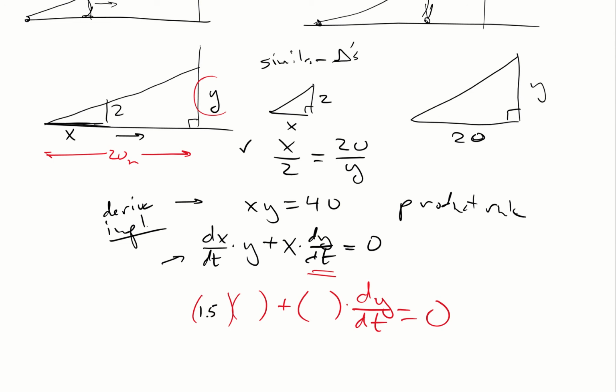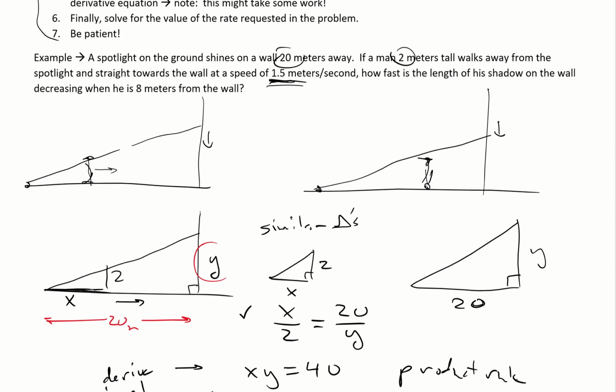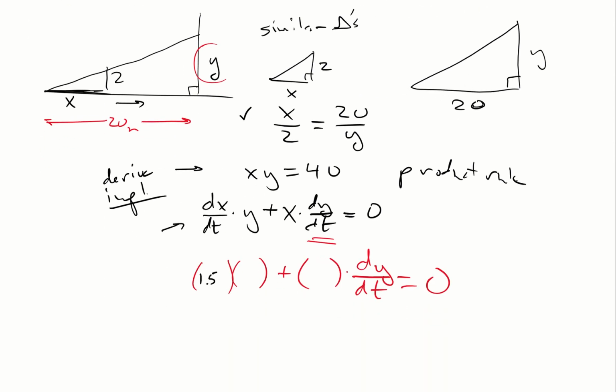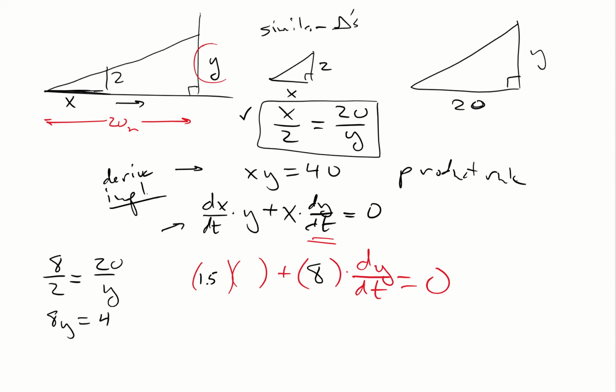Well, that's a good question. And for that matter, what is X? Well, X we know, come back up here, when he is 8 meters from the wall. At that moment, how fast is the shadow changing? Well, that means that X is 8. Y has to be figured out too. How do you figure out Y? Watch. You have to go back to this equation. So we have X, 8, over 2 is equal to 20 over Y. Okay, so 8Y is equal to 40, and it looks like Y itself is 5.